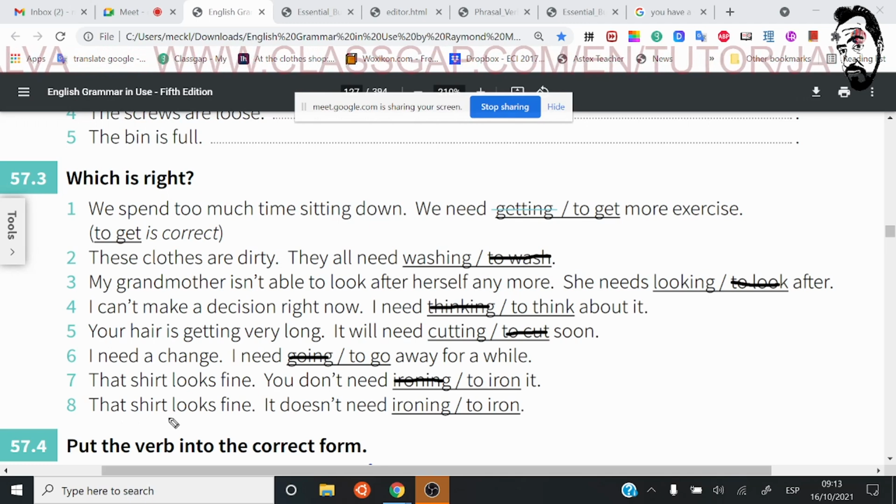8. That shirt looks fine. It doesn't need ironing. Yeah? Falderita. It doesn't need ironing. Yeah? Ironing. Iron. Imagine there is no R. La R es muda, ¿vale? Ironing. Okay.